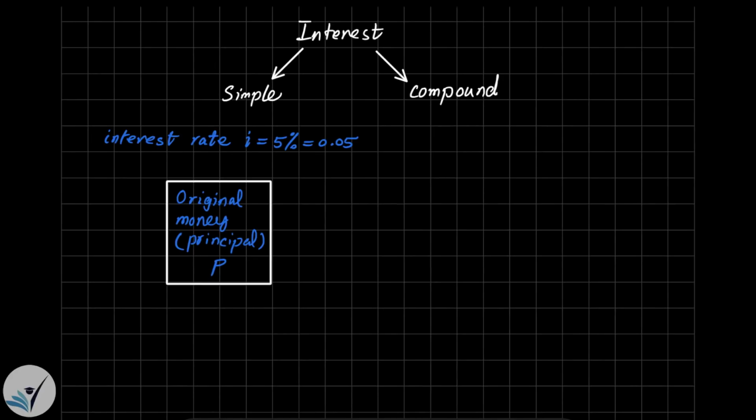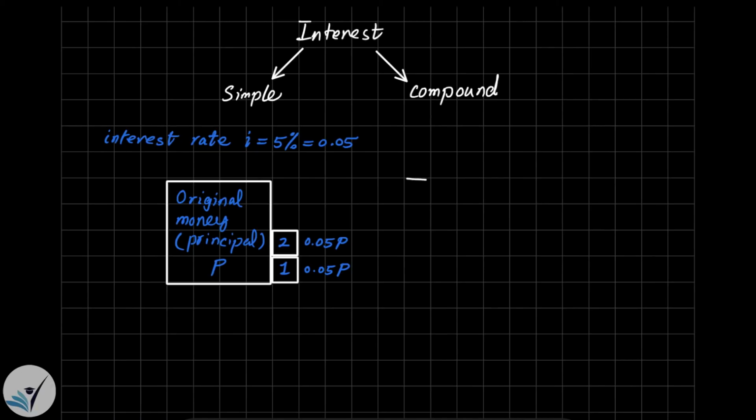Since this is a simple interest, this interest rate is only applied to the original money. So after the first year, this small square is the interest. At the end of the first year, you have 0.05 times P. And at the end of the second year, you have the same amount of interest. This is the interest that is paid to you by the bank at the end of the second year. It is also 0.05 times P. And this will continue.